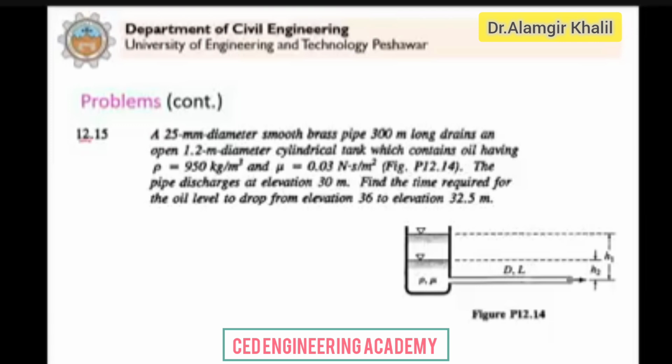Next, we consider another problem. In this case, what we have is a 25 millimeter diameter smooth brass pipe. This is the diameter of the pipe here. This is the pipe, so its diameter is 25 millimeter. It is 300 meter long. The total length is 300 meter from here to here. This is 300 meter long.